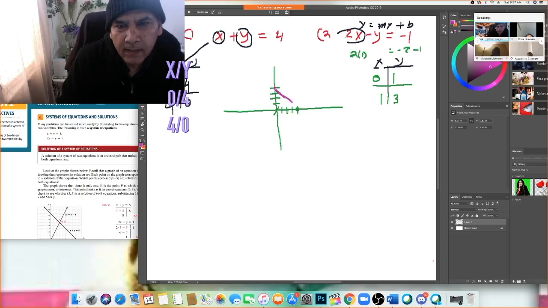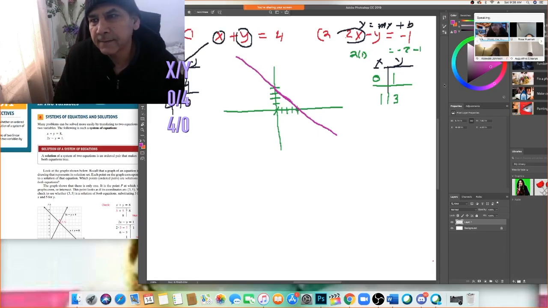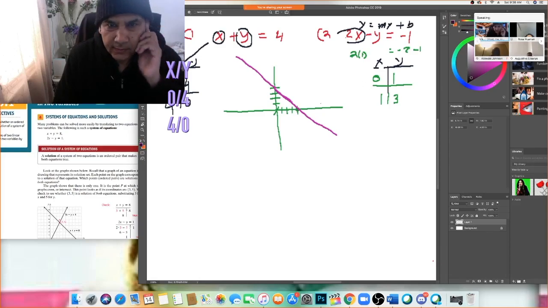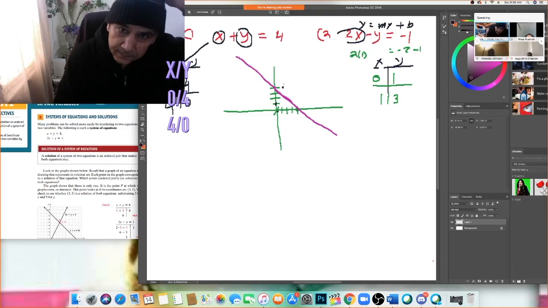Okay, and let's say the other graph, 0, 1, right? So 0 is right here, 1 is right here, okay? And then 1, 3: 1 is right here, 1, 2, 3 right here. So this point is gonna be right here. So let's draw this graph.